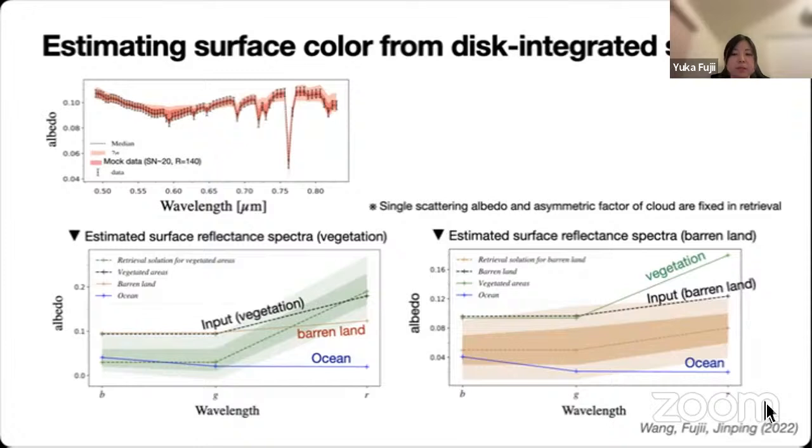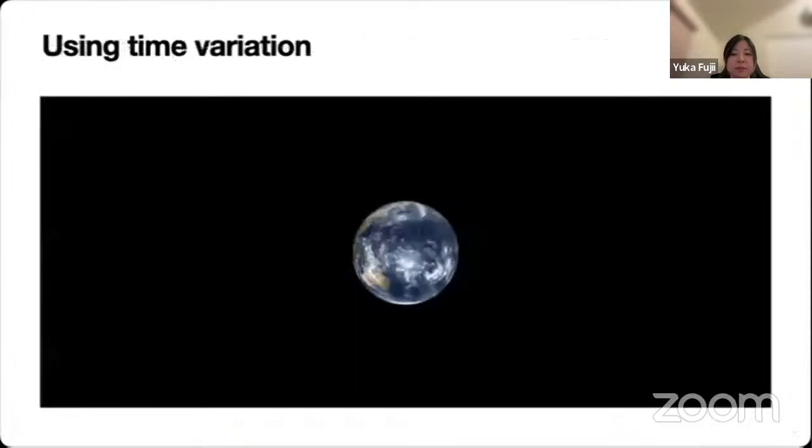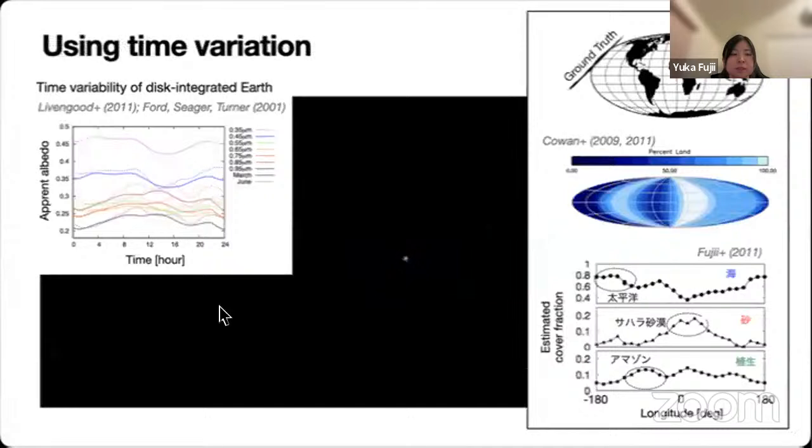So this is about the disk-integrated spectra. But in fact, the surface of the Earth is very heterogeneous. And the disk-integrated reflectance spectra change in time according to the spin rotation due to the change in the illuminated and visible region. And so here are the multi-band diurnal light curves of the Earth at various wavelengths observed from space by the EPOXI project.